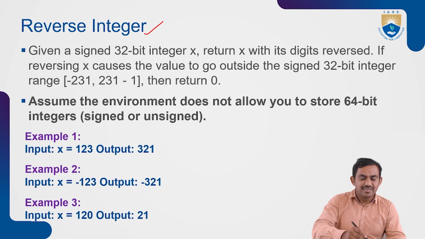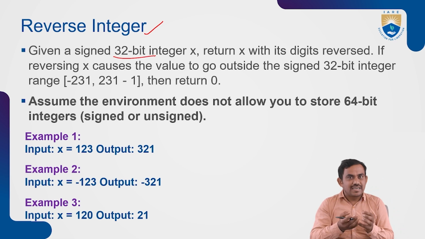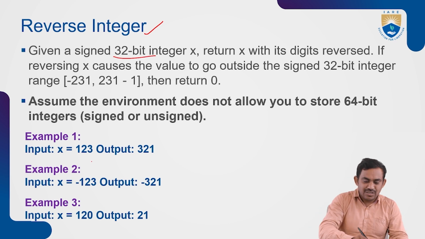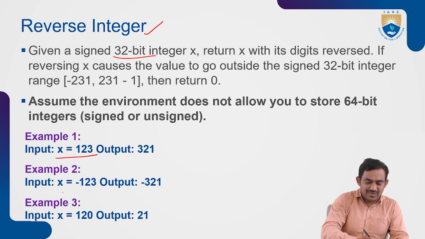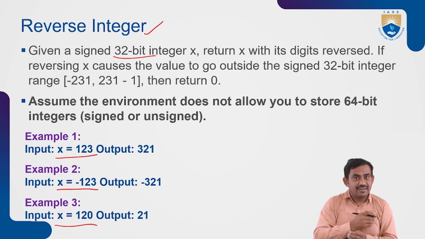Which conditions do we have? So given a signed integer, we don't know whether it is positive or negative. So we have 121, as well as minus 123, and 120 also. Different inputs, different digits, different numbers.